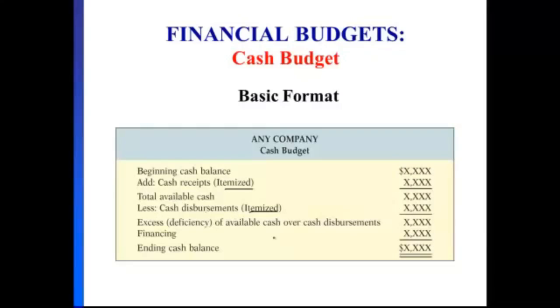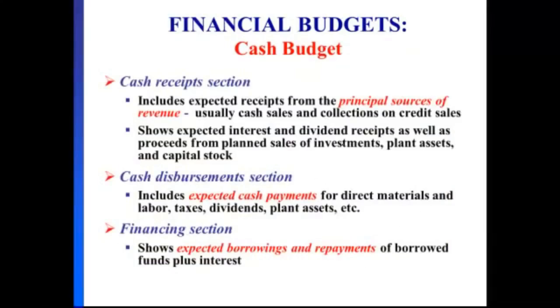And we look at the excess of cash receipts over cash disbursements. And we determine if we need financing, because we need to have the cash, and therefore there would be management's policy with regards to what the minimum cash balance would have to be. The cash receipts section includes principal sources of revenue, that is cash sales and collection of credit sales. The disbursements include all cash payments: direct materials, labor, taxes, dividends, whatever. Basically your expenses, but not depreciation, because depreciation is a non-cash expense. And then the financing section looks at how much I have to borrow.